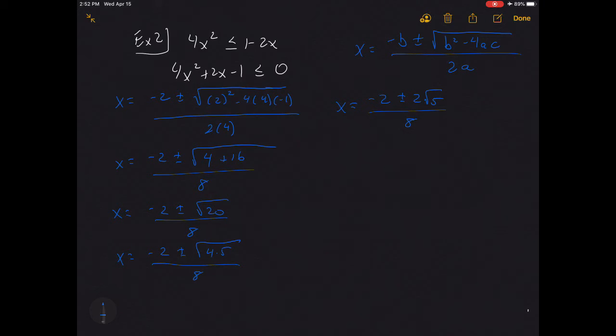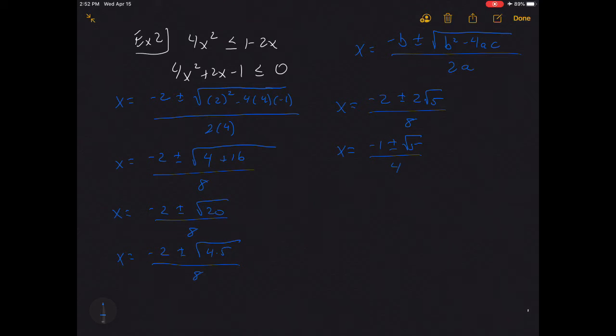And then it looks like I can divide a 2 out of everything here, so I'm going to divide every one of these terms by 2 just to simplify it one last step here. So it's going to be negative 1 plus or minus 1 square root of 5 over 4. Okay, I'm pretty sure that's probably going to be as simplified as I can get it.